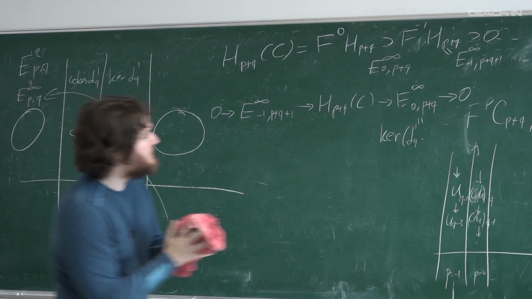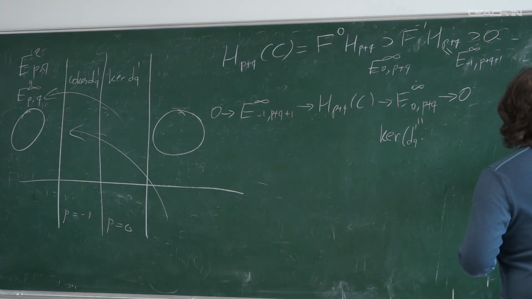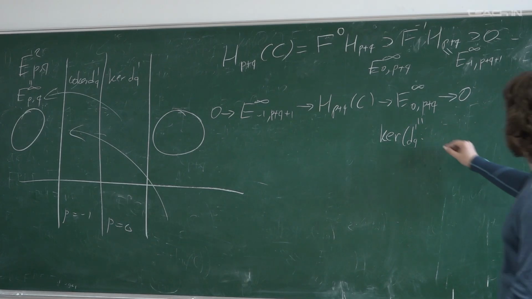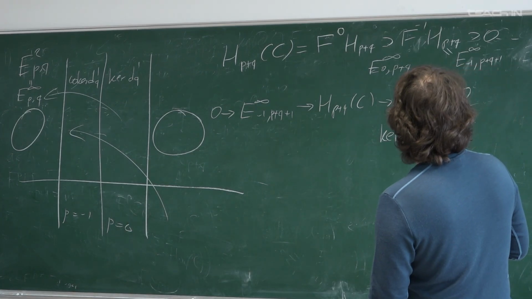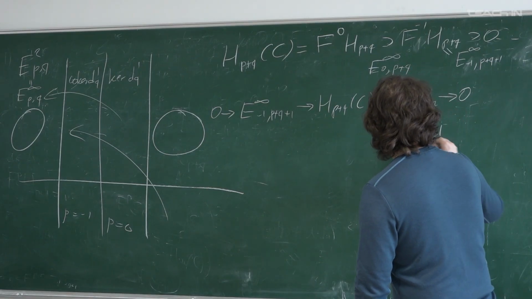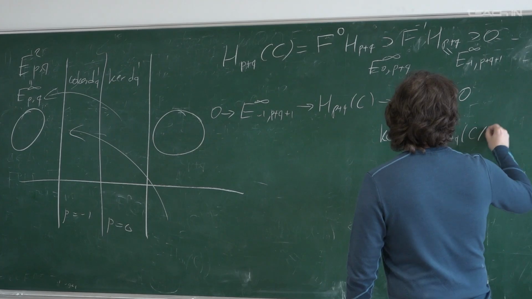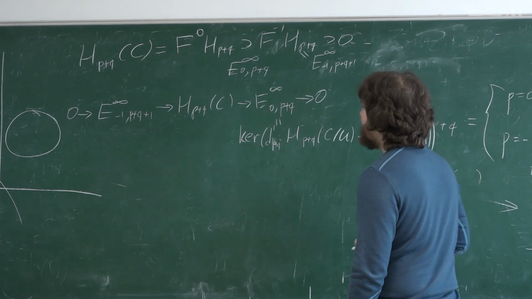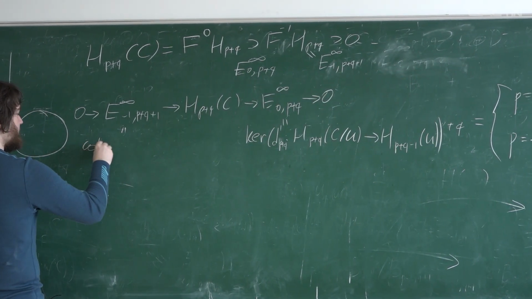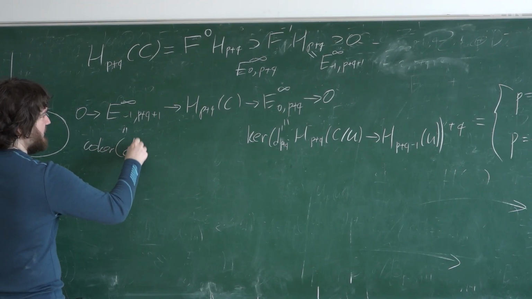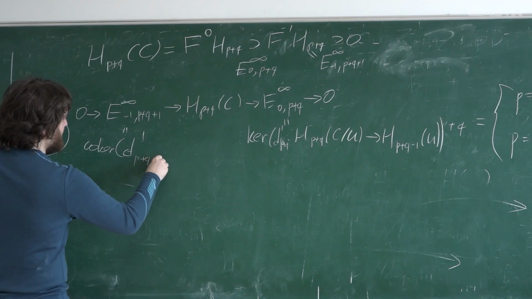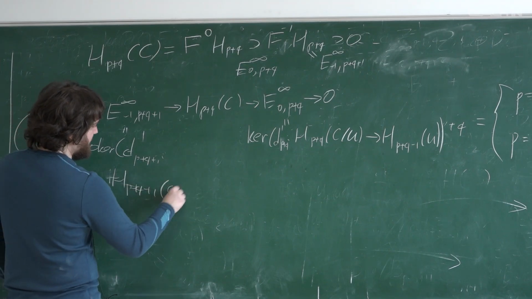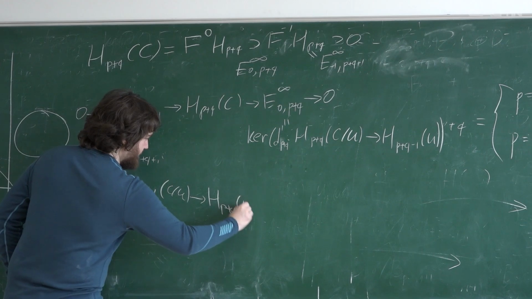D1 is the kernel from H, P plus Q, sorry, it's not Q, it's P plus Q, to P plus Q minus 1 modulo U. And this thing is the cokernel of the same thing: H P plus Q plus 1 of U.